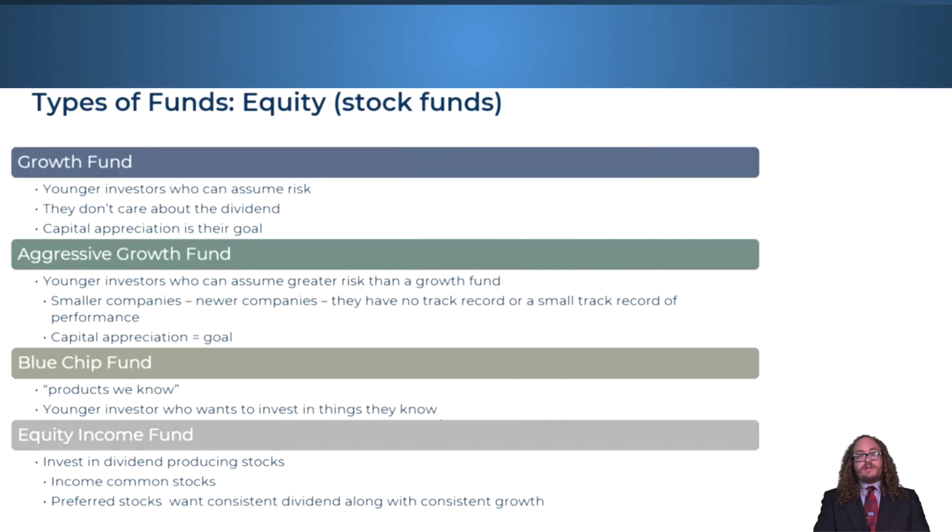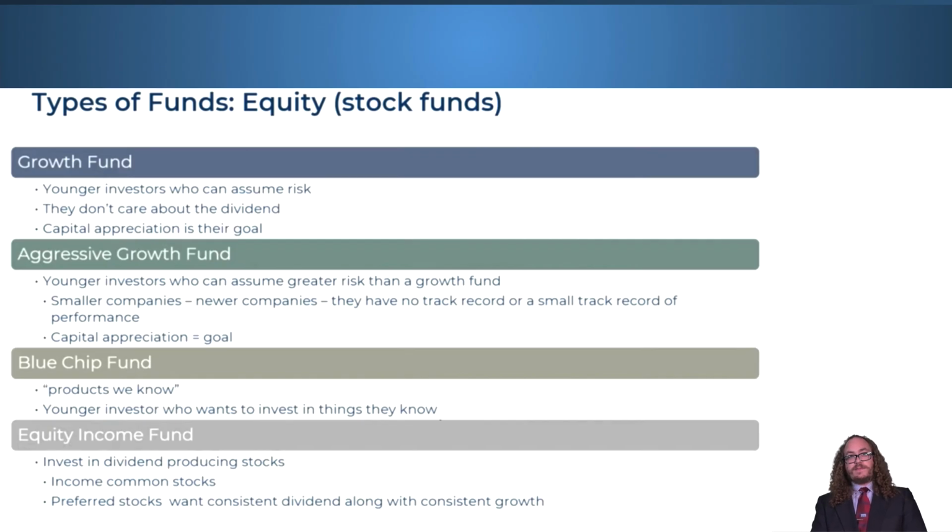With a blue chip fund, this is the best of the best. Google, Microsoft, they invest in companies that customers know. They invest in blue chip stocks, things that trade on the big board or the New York Stock Exchange. These are for younger investors who want to invest in a group of products that they know. Finally, here is an equity income fund. These funds invest in dividend-producing stocks. That includes income, common stock, and preferred stock for its consistent dividend, along with growth.